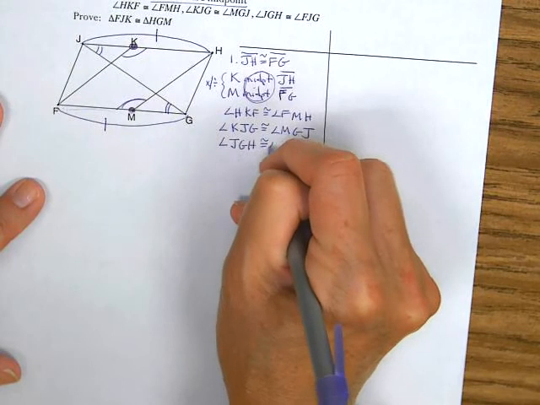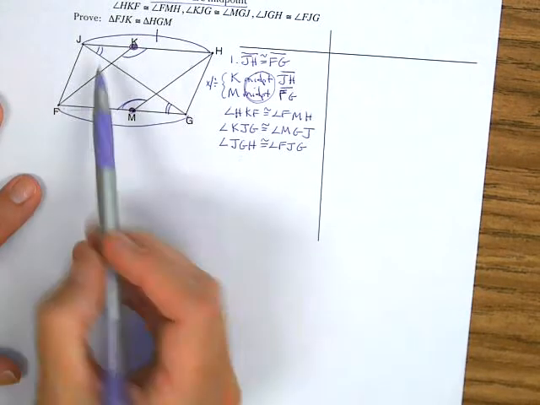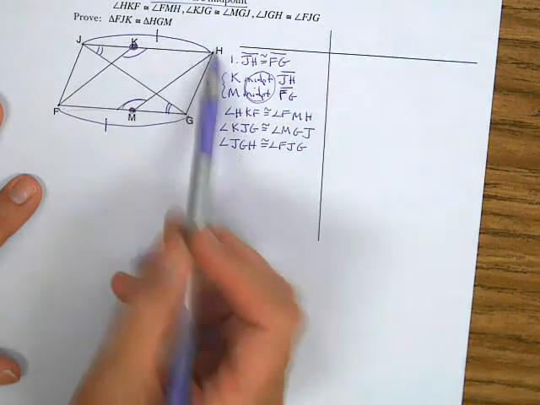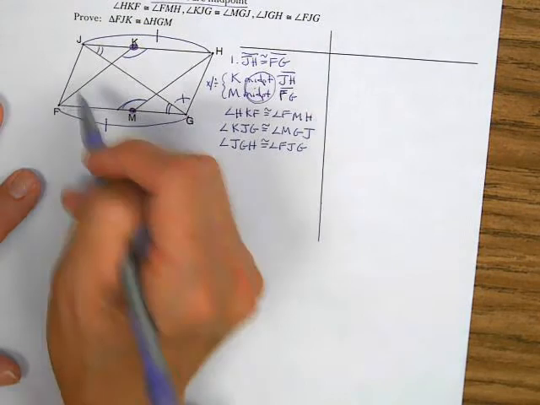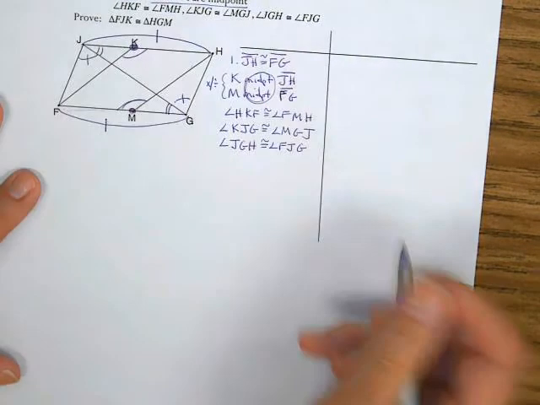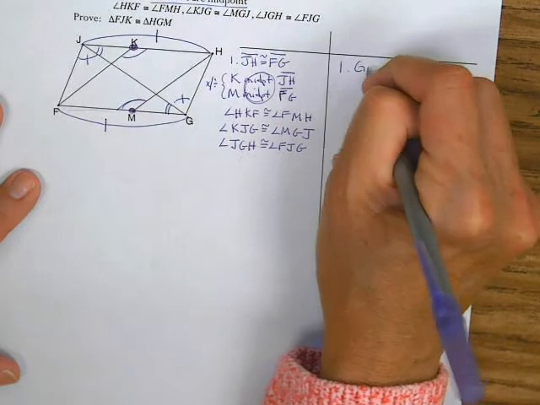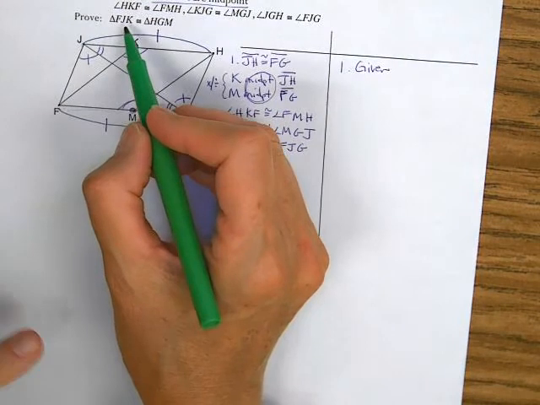Angle JGH congruent to angle FJG. JGH, that's this one, congruent to FJG, this one. All right, that's a lot of given. I'm also going to take a good look at the triangles I want because there's a lot in this picture. I need triangle FJK.